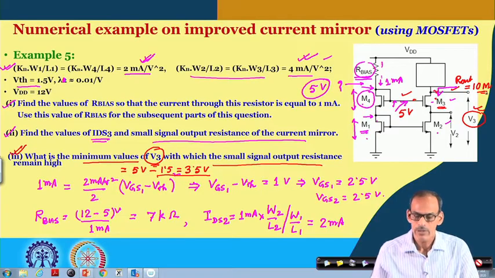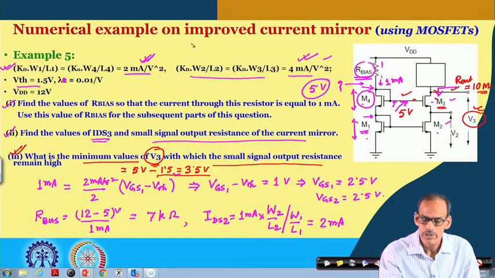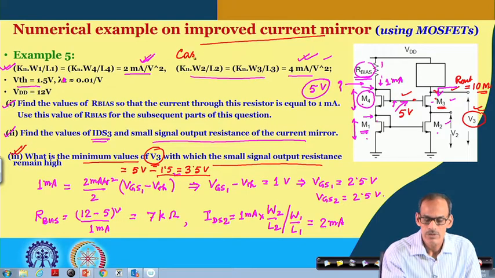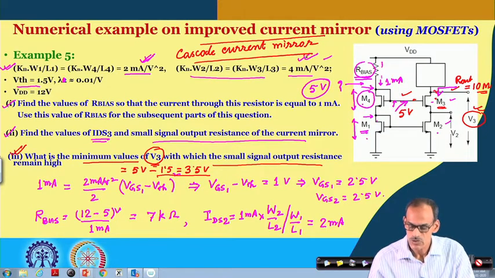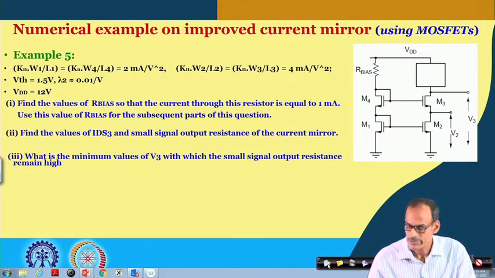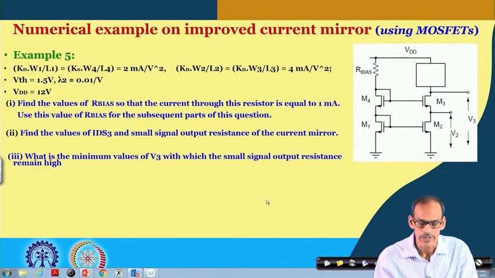So, that is how we can make the output current very less sensitive to the voltage for an improved current mirror, which is referred to as cascode, commonly known as cascode current mirror. And a similar thing can be done for BJT also. So, in the next slide, in the next example, example 6, we will see that.